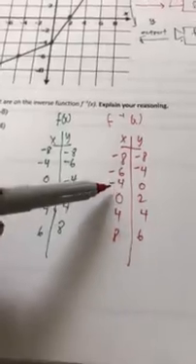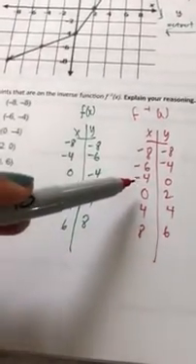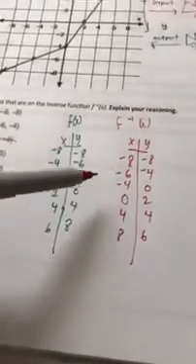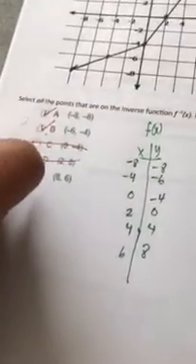0, -4. So you see how that is a coordinate on this chart, but not this chart? This one is -4, 0, so this is not one. Okay, 2, 0. Again, that is one on this chart, but not on this chart. It's inverse, so I know that's not one. 8, 6, which is right here. So that's one.